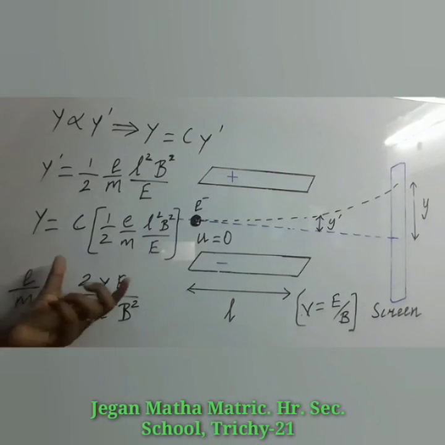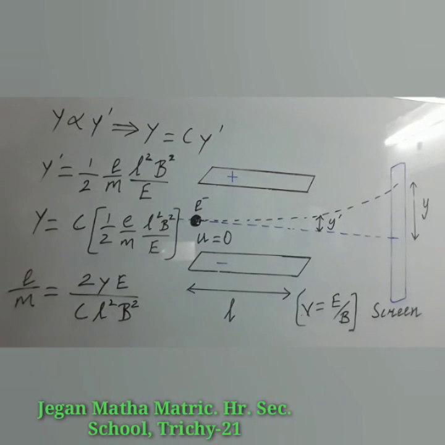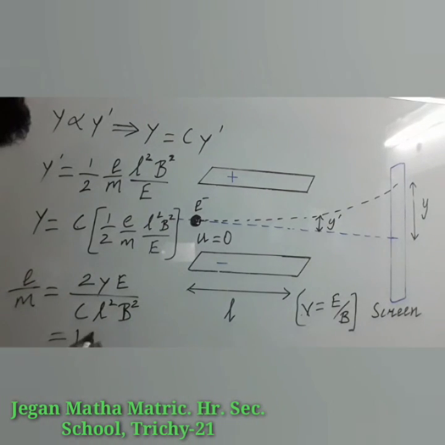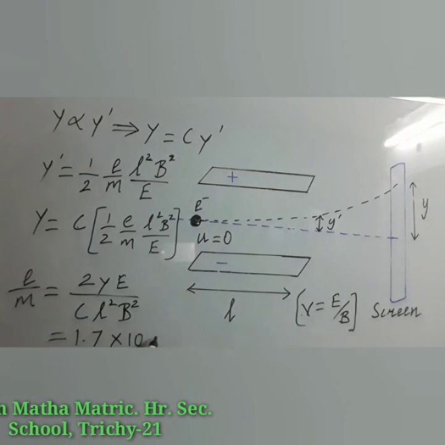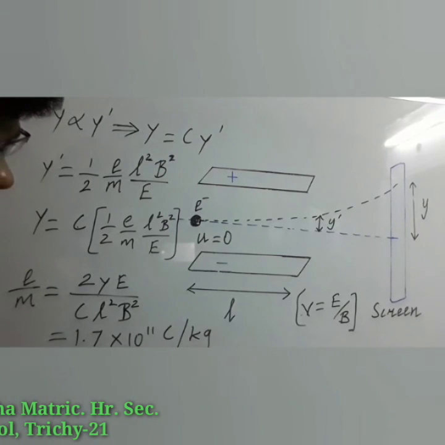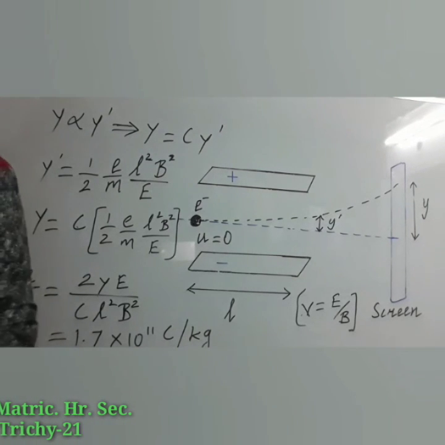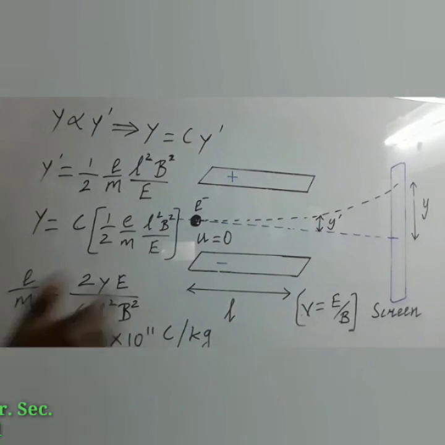By substituting the values in the right hand side, the value of specific charge is calculated as 1.7 into 10 to the power of plus 11 coulomb per kilogram. Specific charge is independent of the gas used in the discharge tube and the nature of the electrodes.